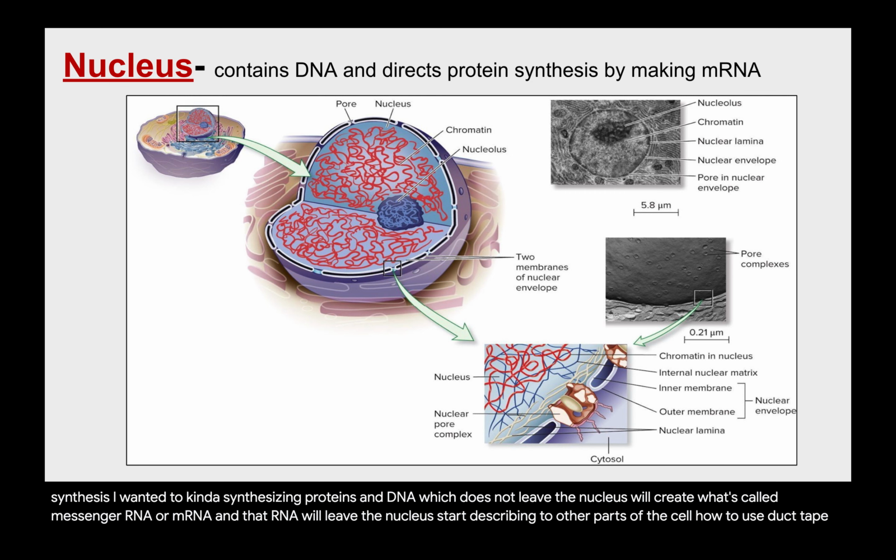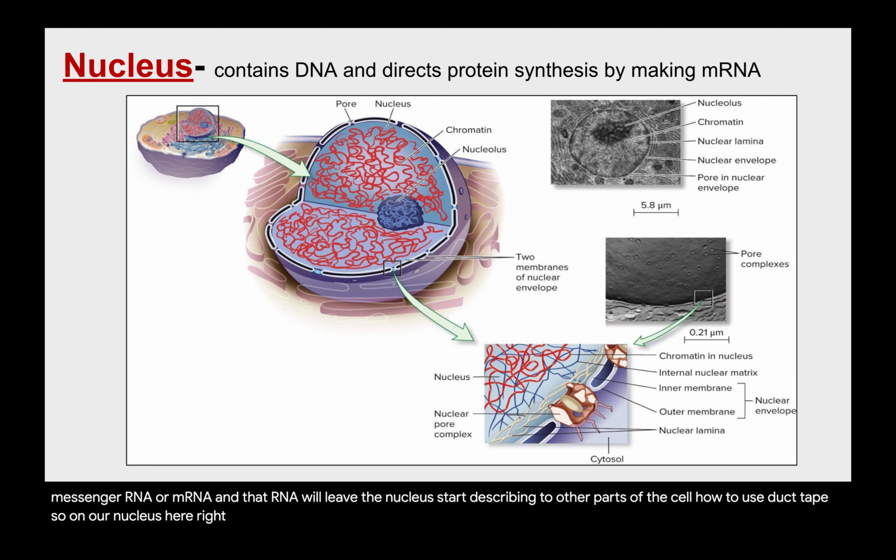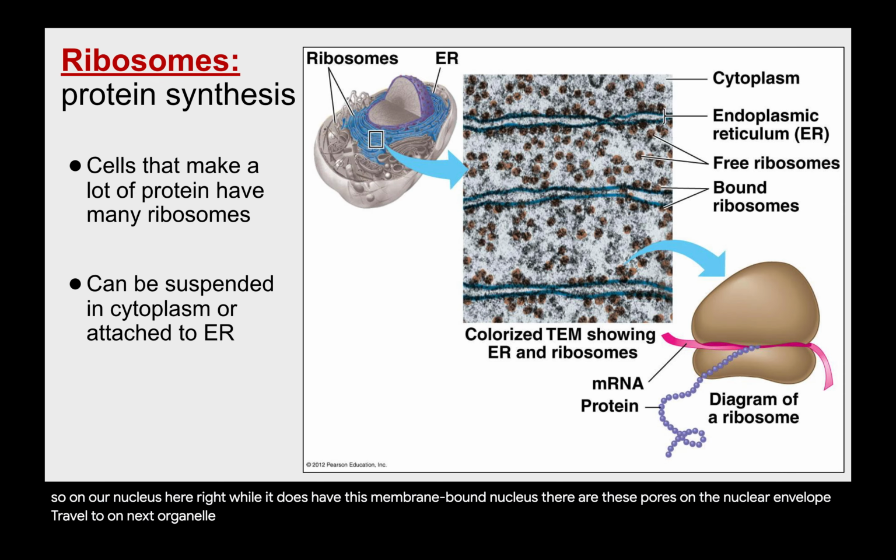On our nucleus here, while it does have this membrane-bound nucleus, there are these pores on the nuclear envelope through which that messenger RNA can leave and travel to our next organelle, which would be the ribosomes. The ribosomes take this messenger RNA and actually decode it into a protein, through transcription and translation. We'll get to that later in the semester.